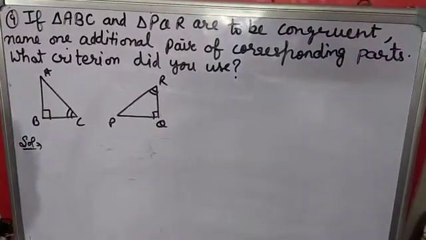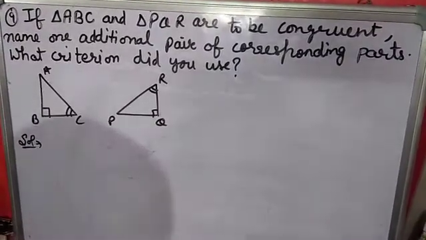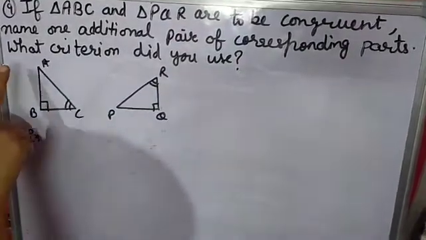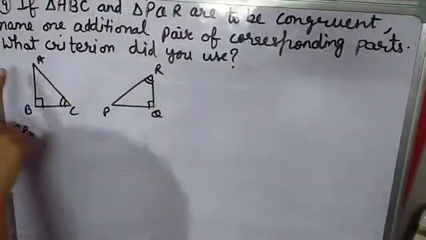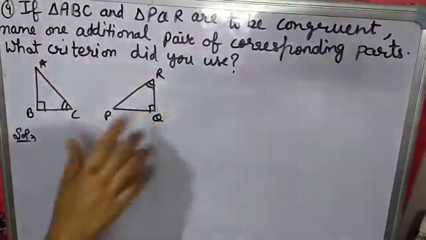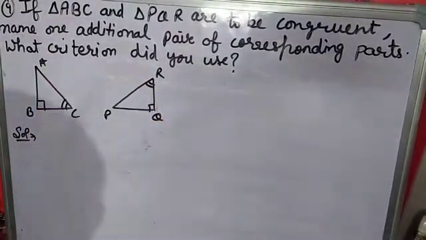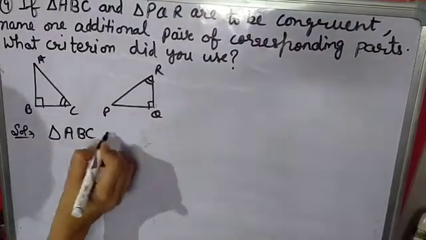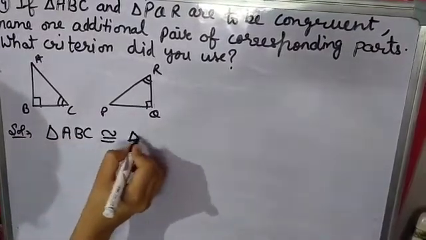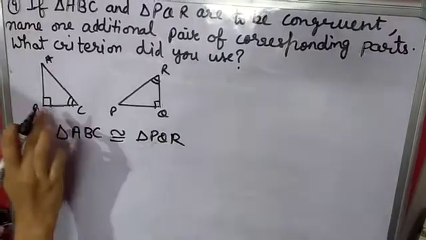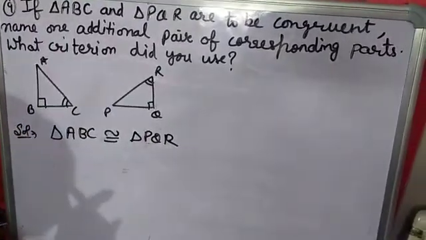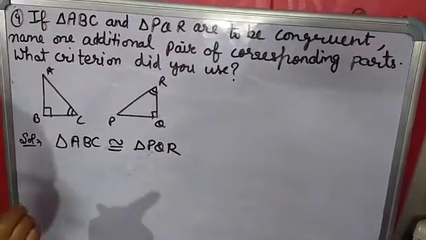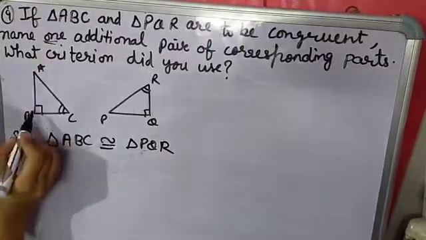Ninth question is, if triangle ABC and triangle PQR are to be congruent, name one additional pair of corresponding parts and what criterion did you use here? Which rule will you use here? In this question, he is saying that triangle ABC is congruent to triangle PQR. Okay? And two pairs of corresponding parts are given. You have to find the third pair of corresponding parts.